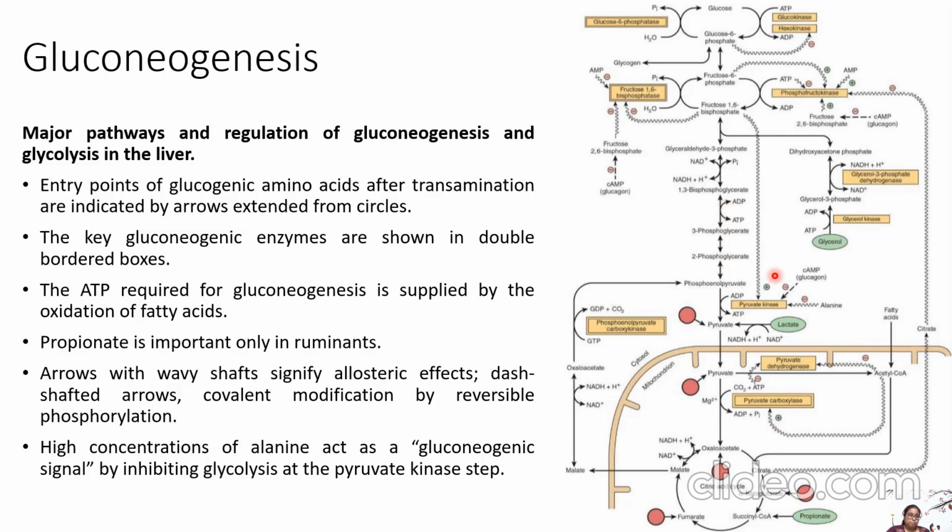ruminants. Arrows like this signify allosteric effects, and dash shafted arrows like this signify modification by reversible phosphorylation. High concentrations of alanine can act as a gluconeogenic signal by inhibiting glycolysis at the pyruvate kinase step. See over here, alanine is acting as a gluconeogenic signal.